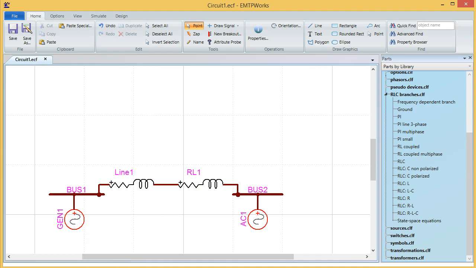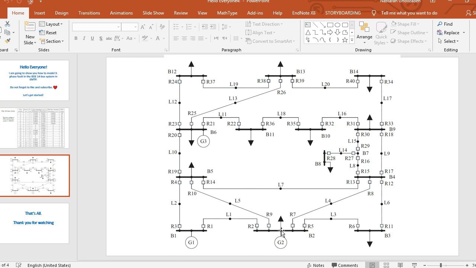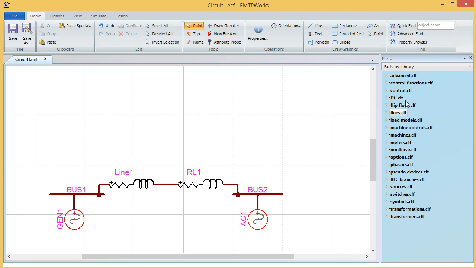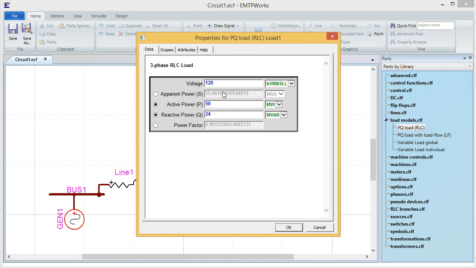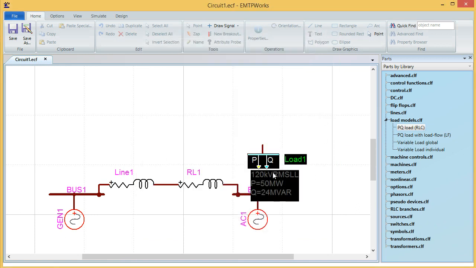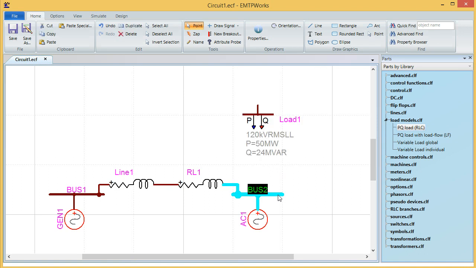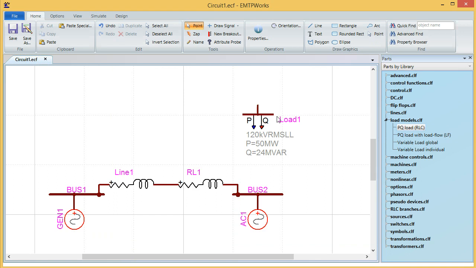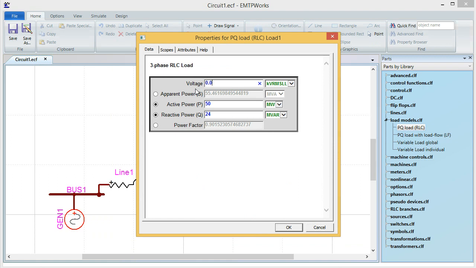Yeah, that's all. So let's just connect these to each other and to the buses over here. Okay. Now I'm going to add the load for the second bus. For that one, I'm going to use the load models section, and from there I'm going to use the RLC load. Let's see. The voltage of this bus over here is 0.8 per unit, because this is connected to the generator. So I'm going to set 0.8 for this one as well, and indicate it in volts RMS line to line.